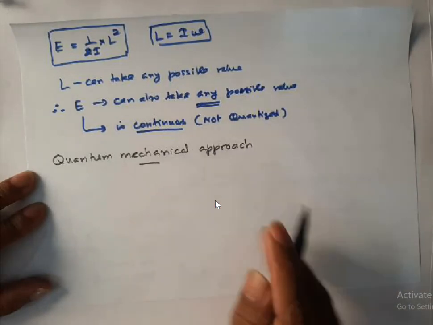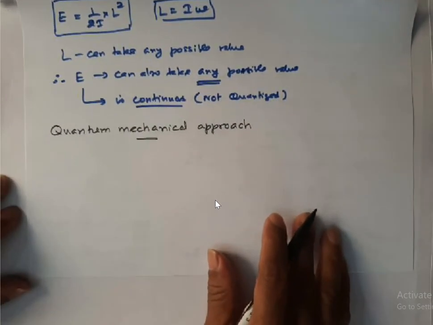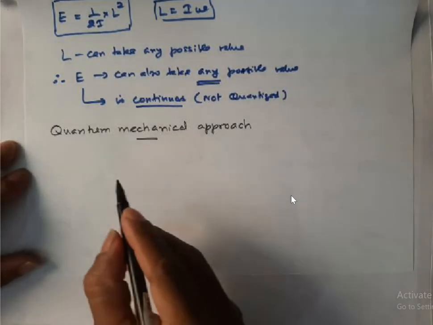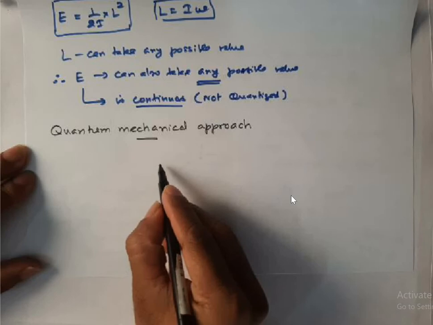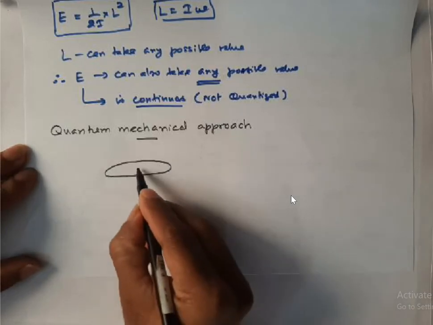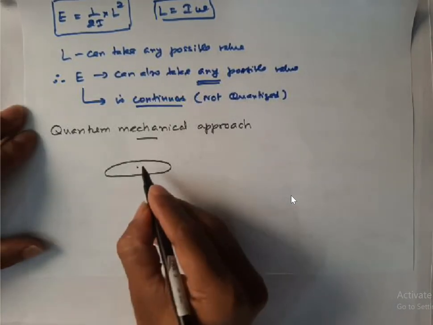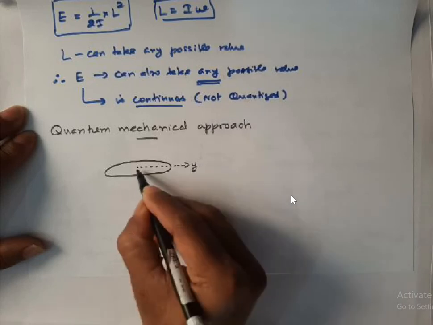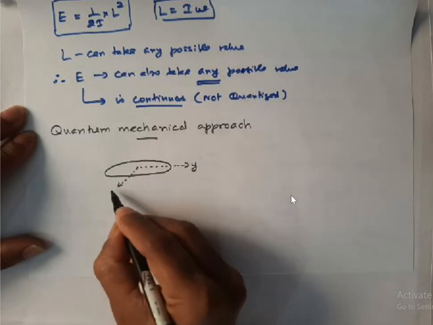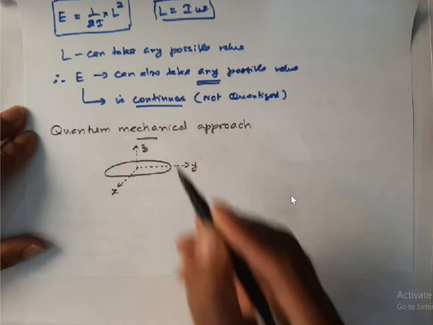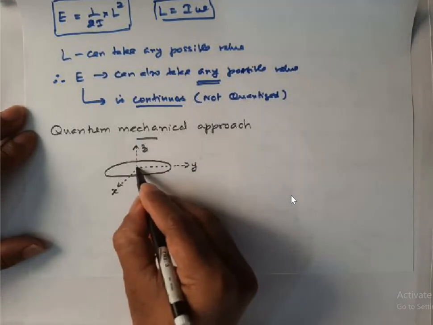Quantum mechanically, we can say, let us assume the particle is moving on a ring of constant radius r. Let us take this axis as the y axis and this as the x axis, and let us consider this axis as the z axis. And this is the origin.